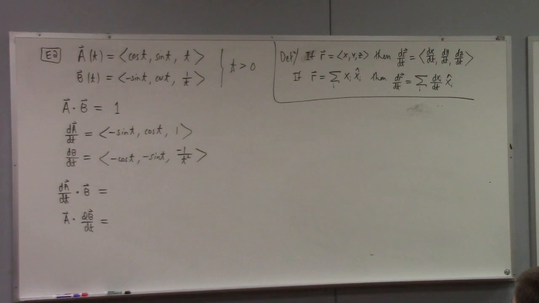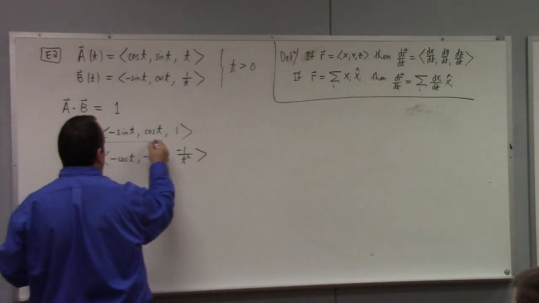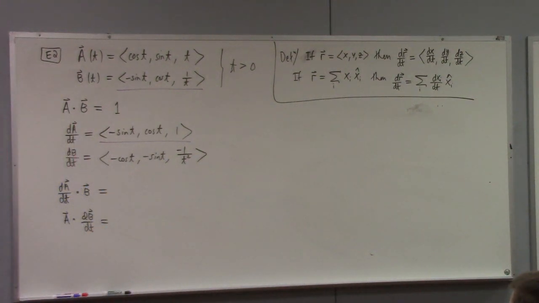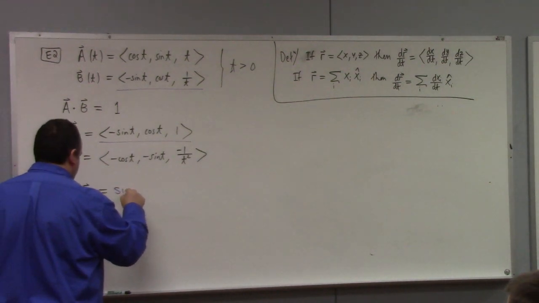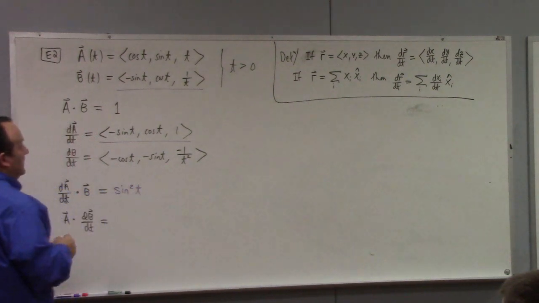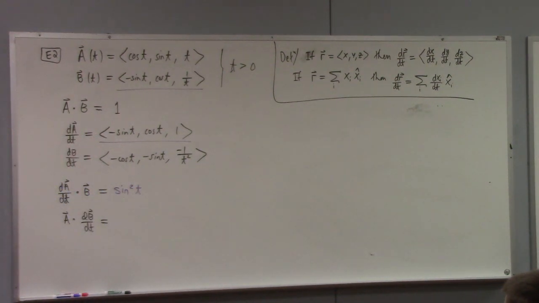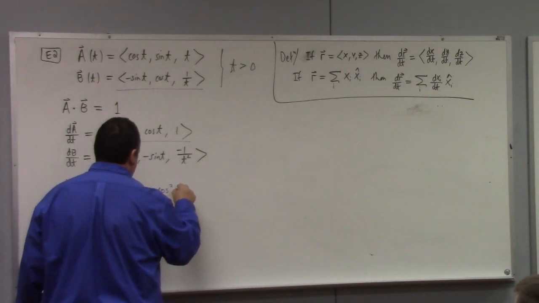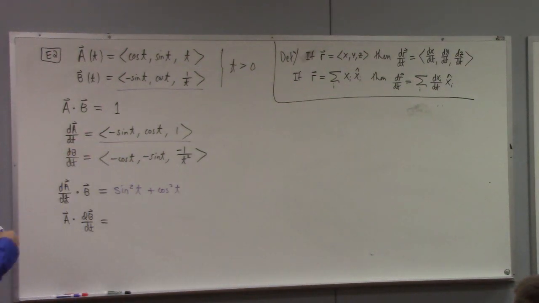So I should be looking at the dot product of this one here with this one up here. What do I get? Looks like I got a sine squared t, and then cosine squared t. It's a plus, right? Yeah. My eyes keep going to the other one. And then plus 1 over t, right?